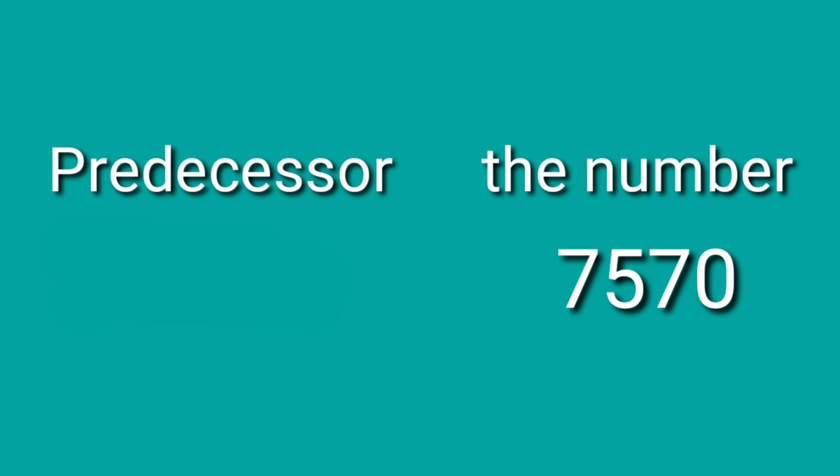Next, the number 7570. We know that if we subtract 1 to a number, we get the before number, that is called predecessor. 7569 is the predecessor of 7570.